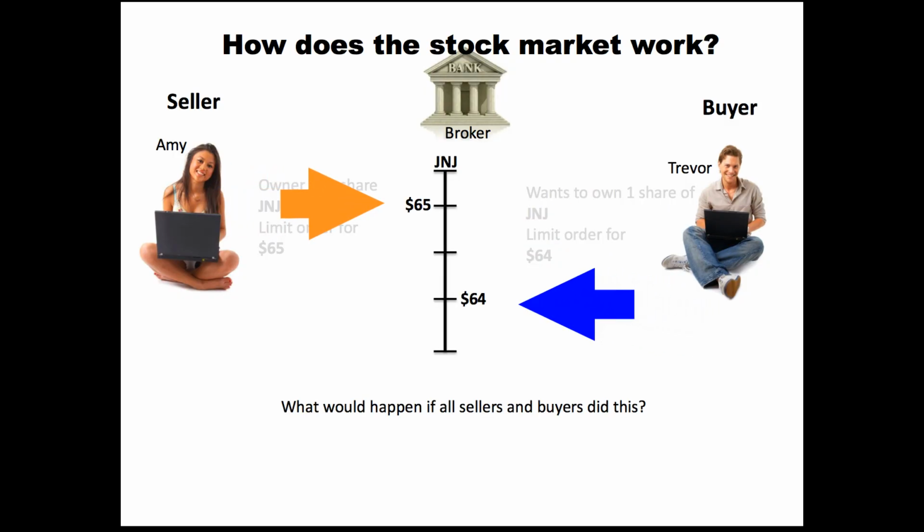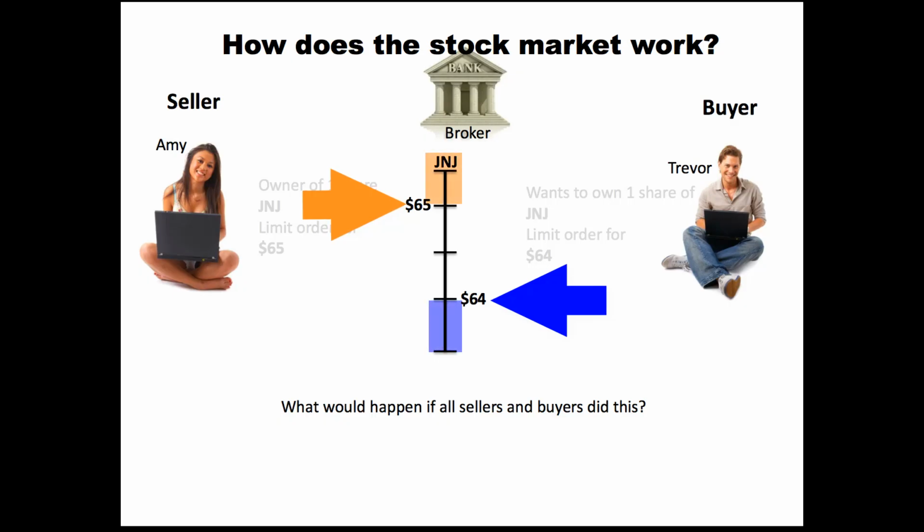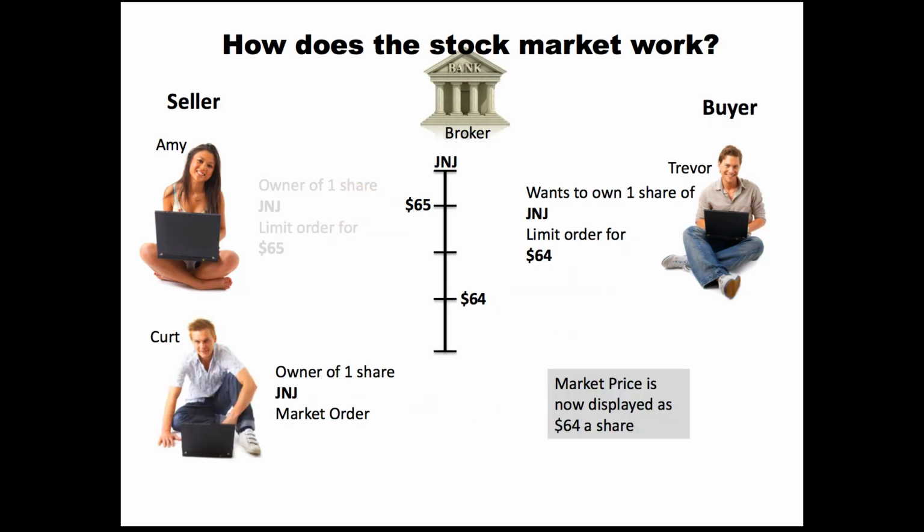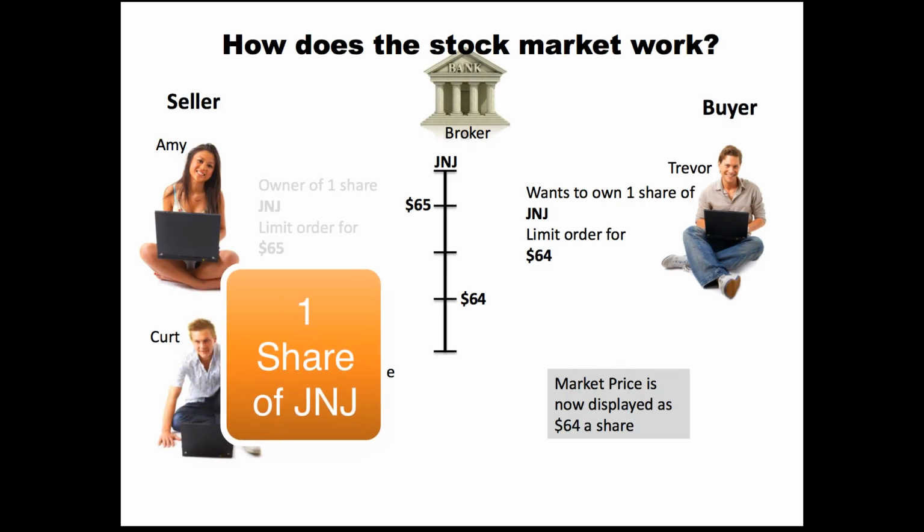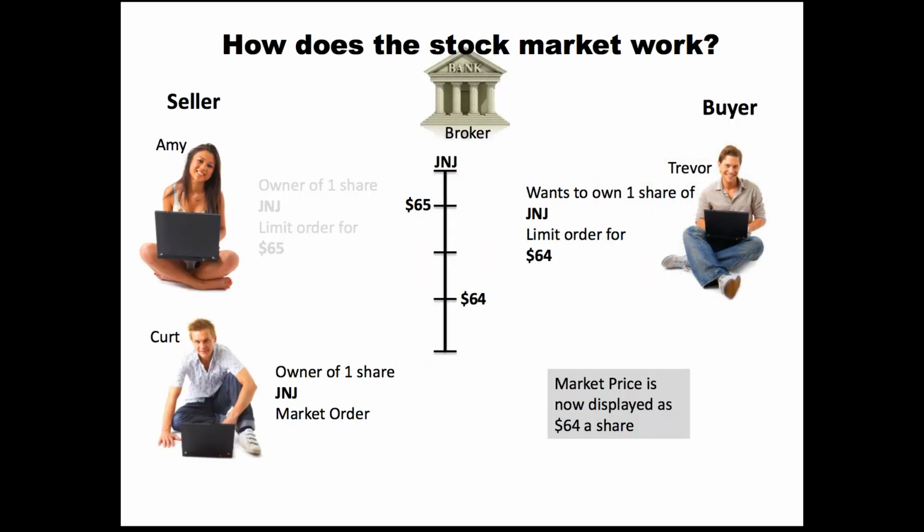So now as we look at this chart, it's not just pinpointed on the 65 and 64. You can see for Amy it's 65 or greater, and for Trevor it's 64 or less. So in this scenario, if this was the only seller and the only buyer of that one share, you would see no trades executed because there's a discrepancy and they can't agree on the price. So here we go. Once again, Kurt enters and he puts in a market order. And because Kurt's willing to sell his share for pretty much anything, whatever the buyer offers is what Kurt will sell it for, the market price is now displayed as $64.